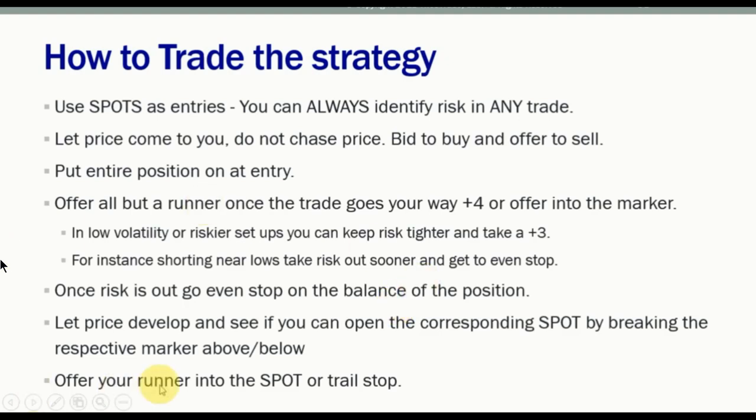Once we have risk out, I say offer your runner into the spot or trail your stop based on those bigger numbers. Remember, the perfect NQ trade is risk out plus 10. So that's plus 4 plus 10. That's net 14 on the trade. Divided by 2 is a 7 handle winner. You only need a few of those a day. Okay?